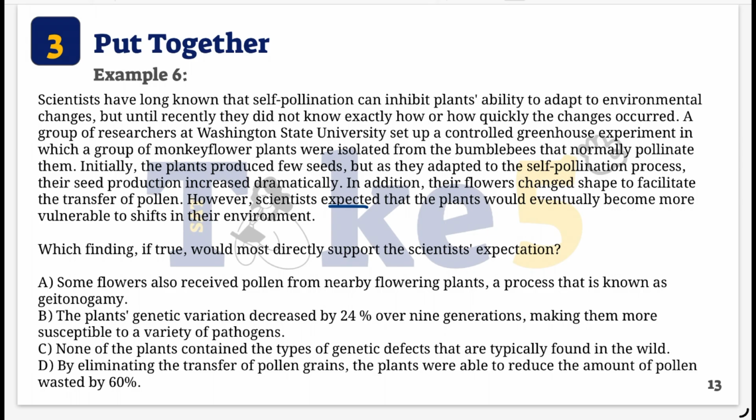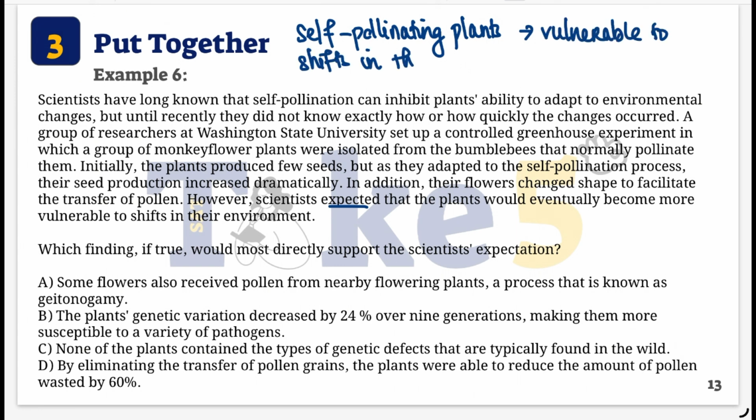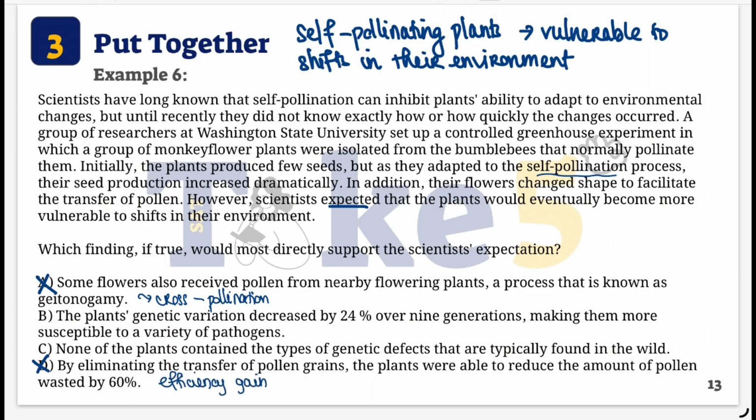Basically, the scientists expected that self-pollinating plants would eventually become more vulnerable to shifts in their environment. A and D are off topic because A describes a cross-pollination process that actually works against the self-pollination scenario, and D describes an efficiency gain in the self-pollination process, not environmental vulnerability. C would weaken rather than support the expectation because plants without genetic defects would be less likely to become vulnerable to disease. This actually undermines the claim. Let's put a negative sign here.